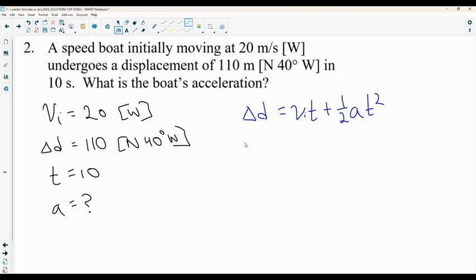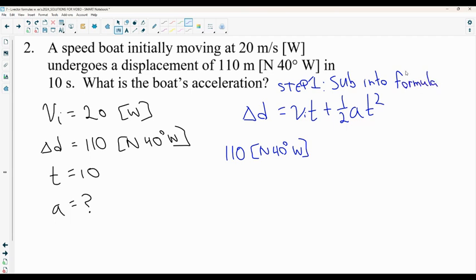Let's plug in a displacement. Okay, this is going to be a little long here. I'm going to say 110, but I got to keep the directions in here. North 40 degrees to the west. And you know what? I should have mentioned this before. Let's call this step 1. And we're going to say sub into formula. And let's put a nice little line under that.